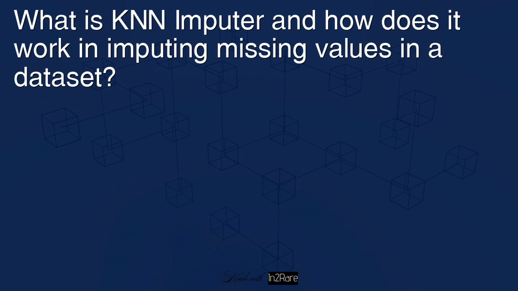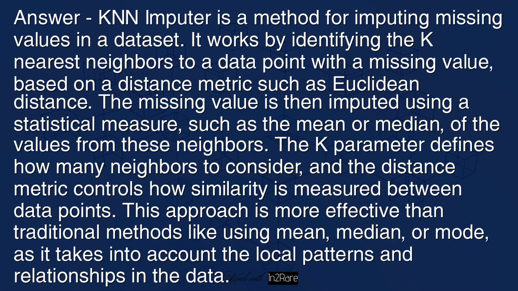What is KNN imputer and how does it work in imputing missing values in a dataset? Answer: KNN imputer is a method for imputing missing values in a dataset. It works by identifying the k-nearest neighbors to a data point with a missing value based on a distance metric such as Euclidean distance. The missing value is then imputed using a statistical measure, such as the mean or median of the values from these neighbors. The k parameter defines how many neighbors to consider, and the distance metric controls how similarity is measured between data points. This approach is more effective than traditional methods like using mean, median, or mode, as it takes into account the local patterns and relationships in the data.